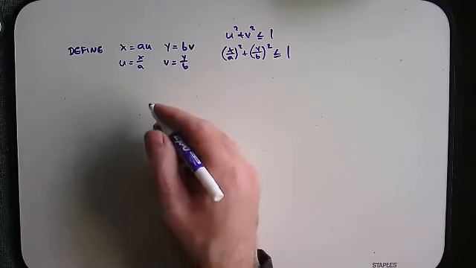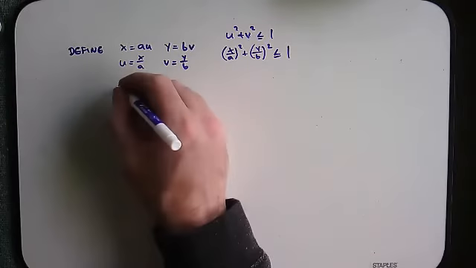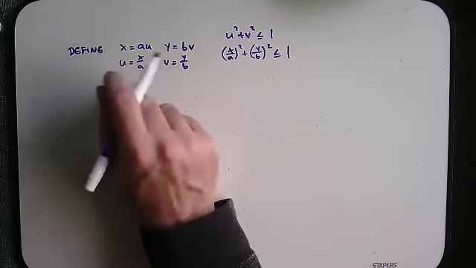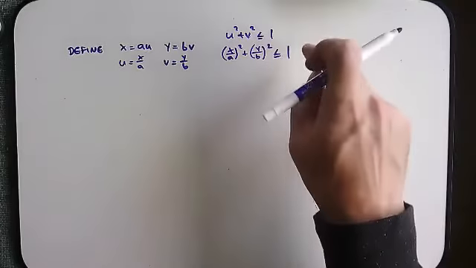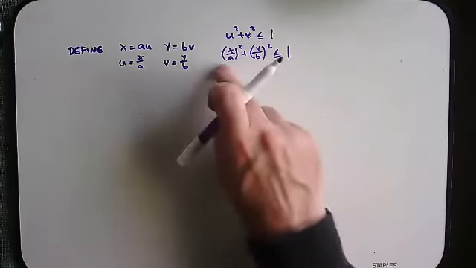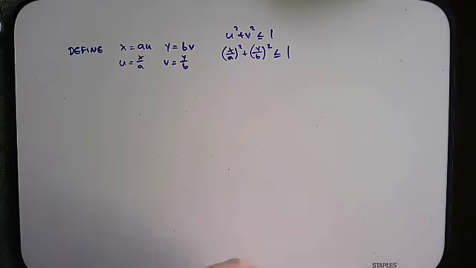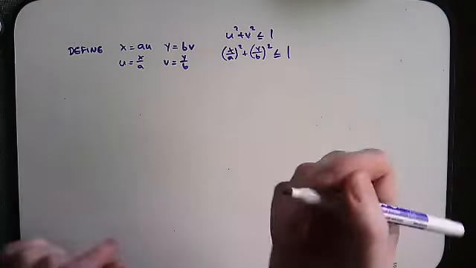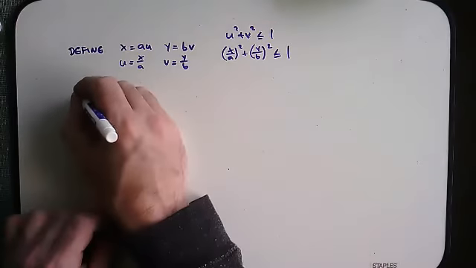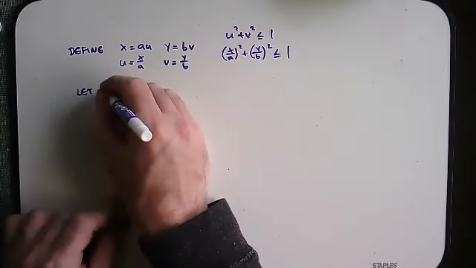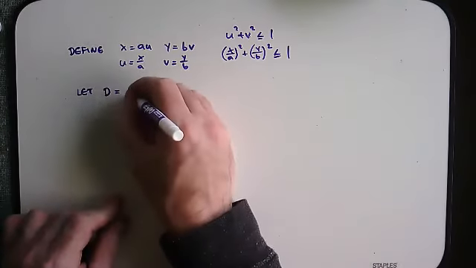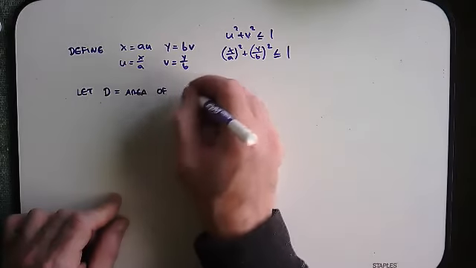Okay, so then our equation u squared plus v squared is less than or equal to 1 will be equivalent to this inequality here, right? That gives us the interior of the ellipse if we stick to this mapping here. So what we want to do to find the area is a double integral. And here's the notation I'm going to use. Let's let D equal the area of the ellipse.